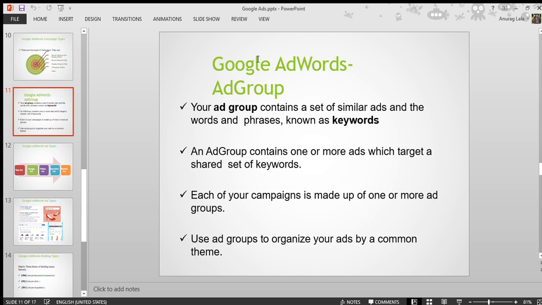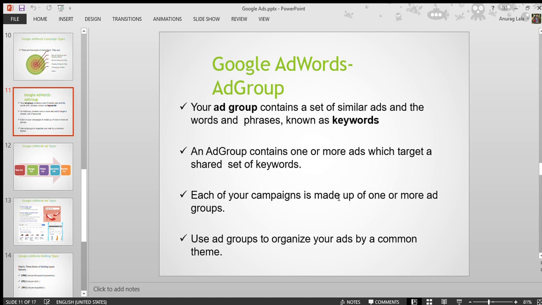And the next thing is Google AdWords ad group. Your ad group contains a set of similar ads and words and phrases. An ad group can contain a set of similar ads and words and phrases known as keywords, which I told you just right now. An ad group contains one or more ads. It can be, as I told you right now, laptops, mobile, cameras.